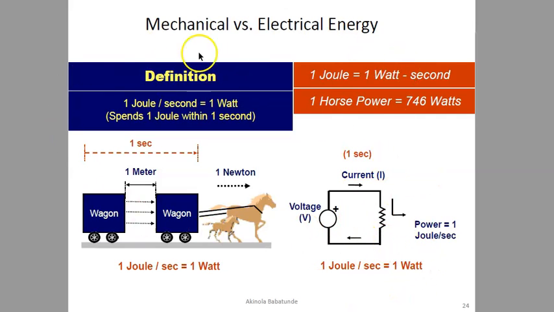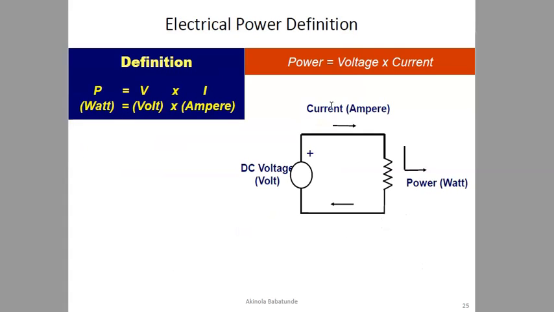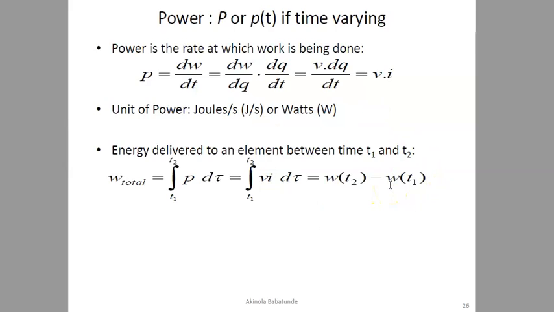Okay, so we've talked about energy, we've talked about power. Let's quickly define power now. Power is usually given as the multiplication of voltage and the current. So power is measured in watts, and it is equal to voltage times current, which is volt times ampere. And then this is a simple circuit to show you we can always calculate power delivered or power consumed by a circuit element. Power is represented with P when the time is constant and with P of t when the time varies.